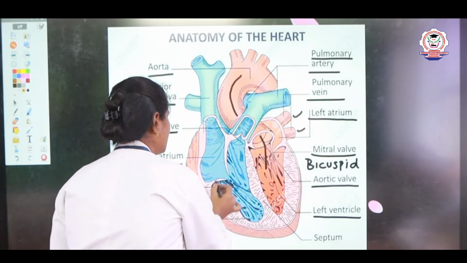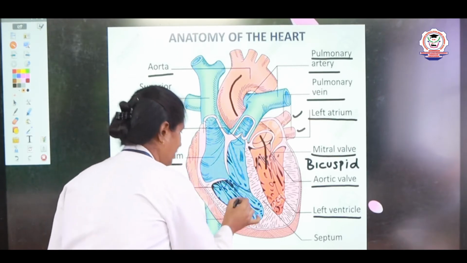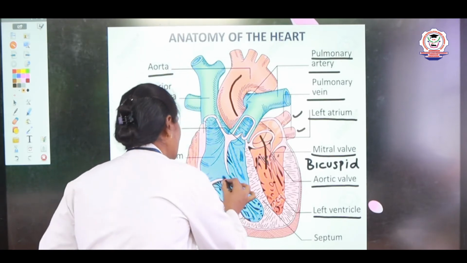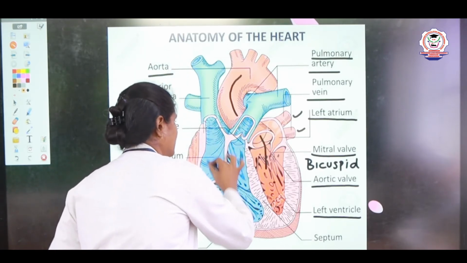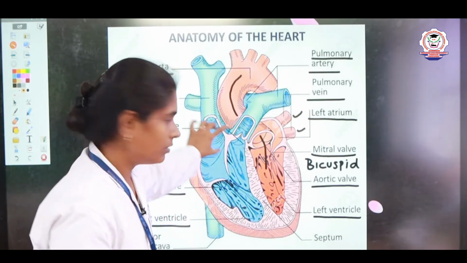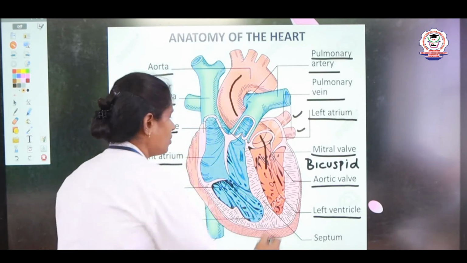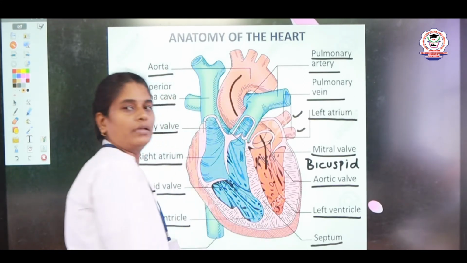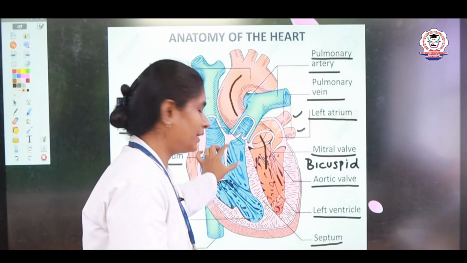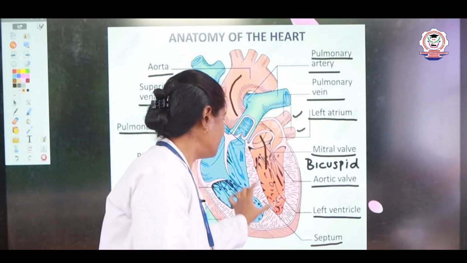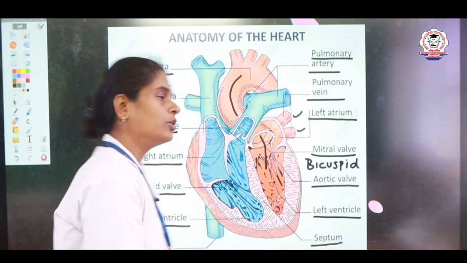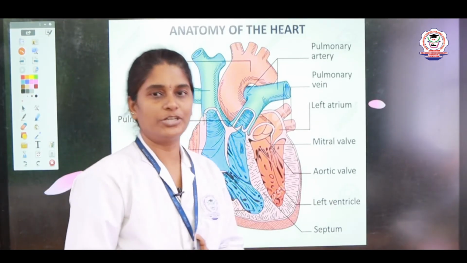The valve that is present between the auricle and the ventricle is known as the atrioventricular valve, and the part that separates them we call the septum. Okay. So, the interauricular septum is the septum that separates the auricles, and the interventricular septum is the septum that separates the ventricles, right. So, this is the function of the heart.